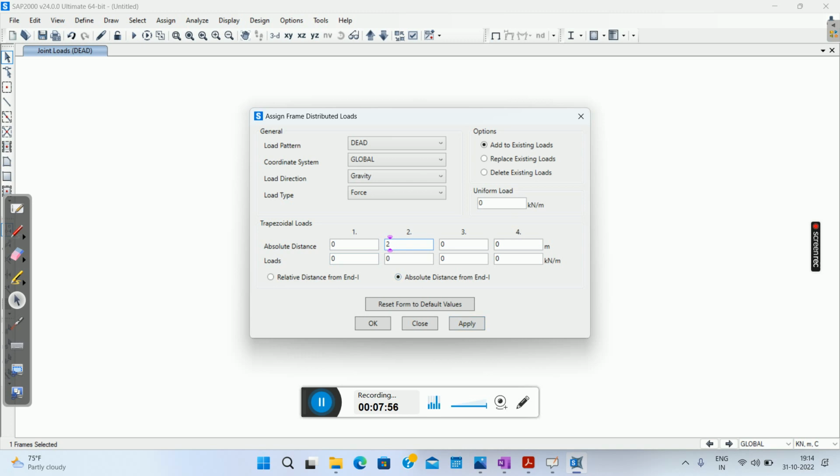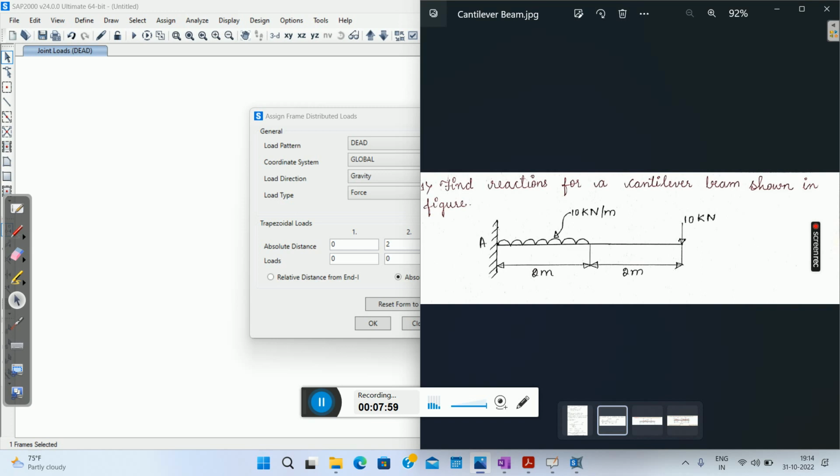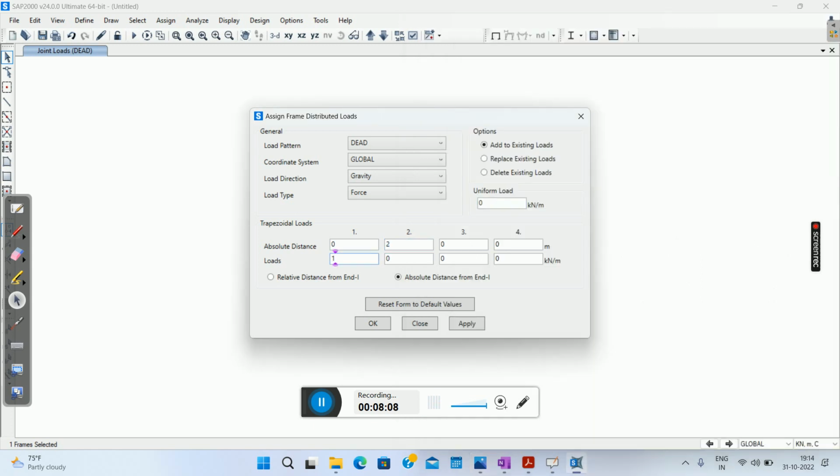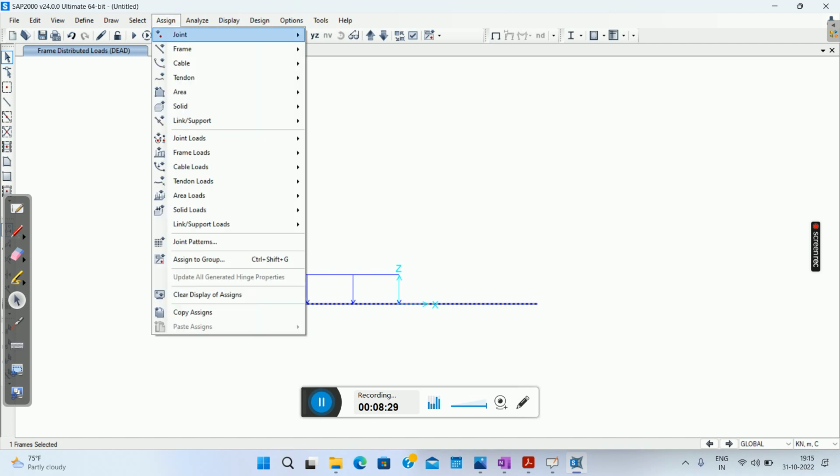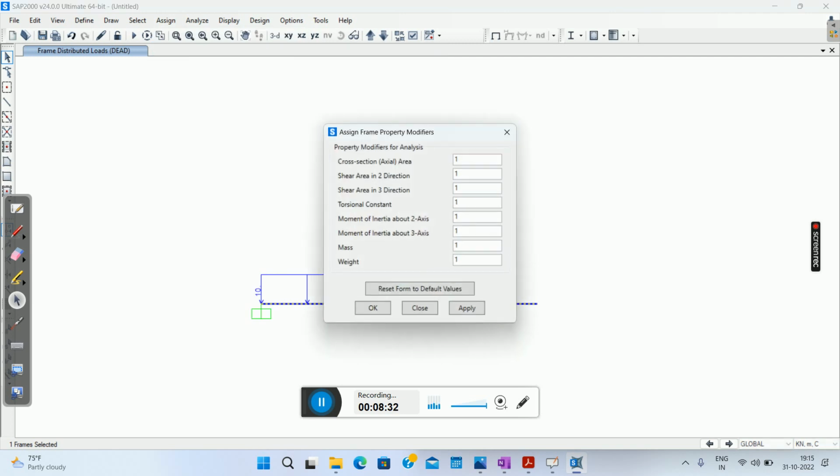But for loads, see here, when the location is 0, intensity is 10. When the location is 2, intensity is also 10. So loads 10 kilonewton per meter, 10 kilonewton per meter. Apply, close. See here, this is the uniformly distributed load. So you need to neglect the self weight of the beam. For that, select the beam, go to assign, frame, property modifier. So weight, you should use 0, apply, close.